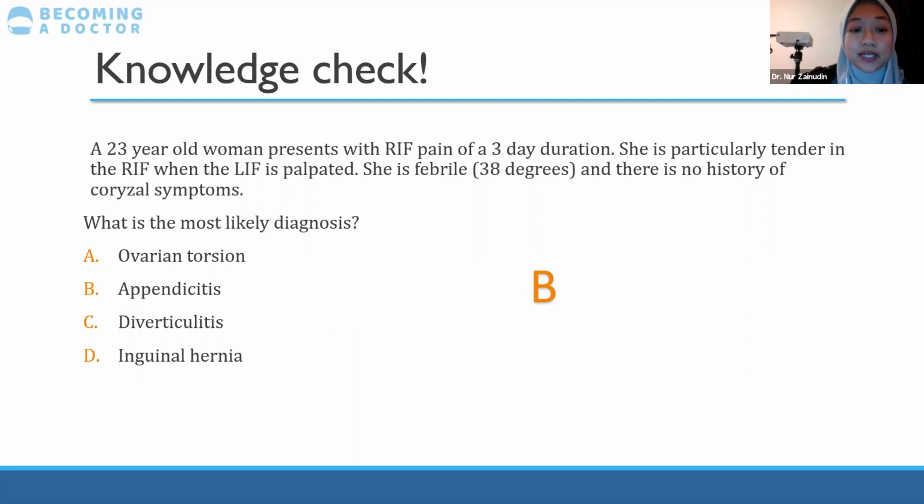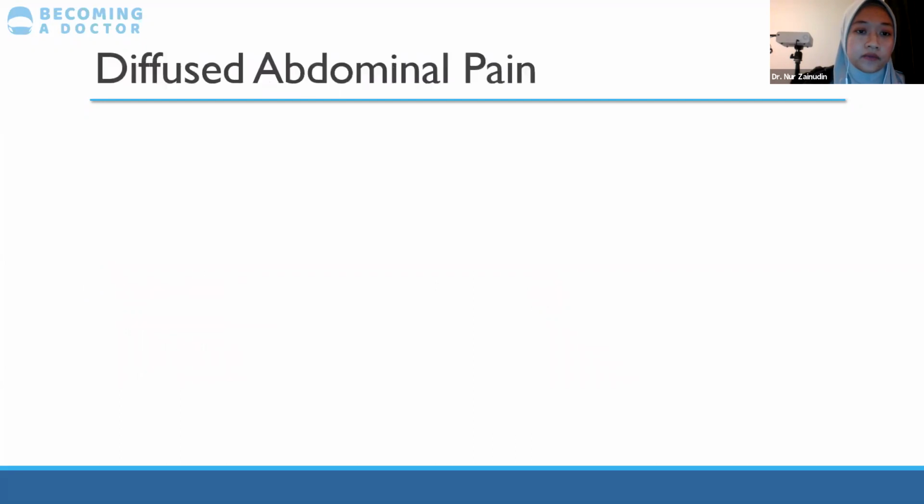So the answer is appendicitis. They do tend to present with fevers and a few day duration of pain. Because it's already been 3 days, the pain is more specific. So if she presented a day after the pain, she might be complaining of central pain instead of the right iliac fossa pain.